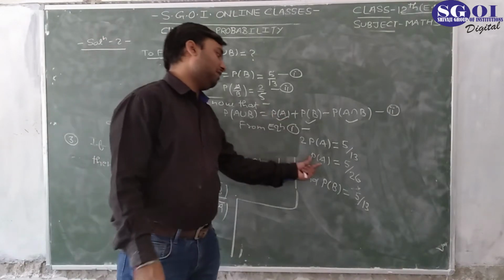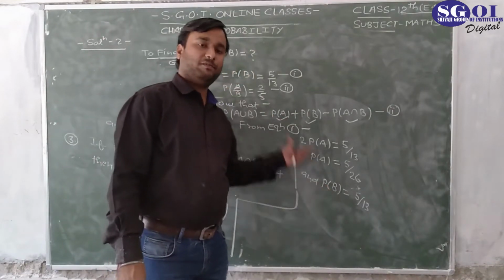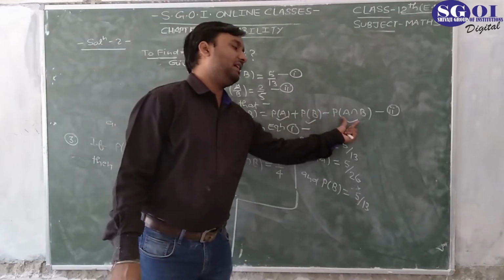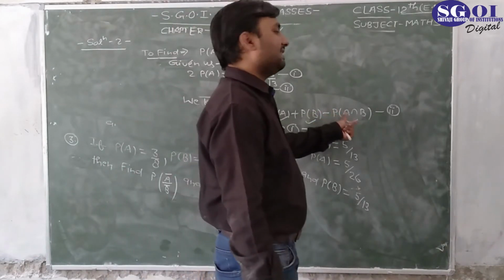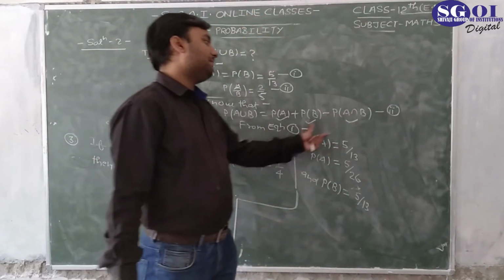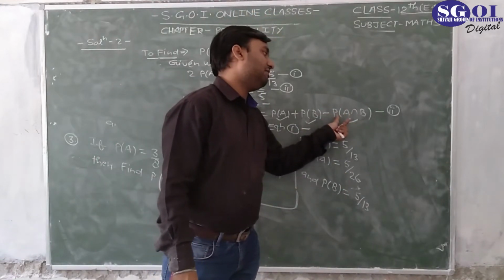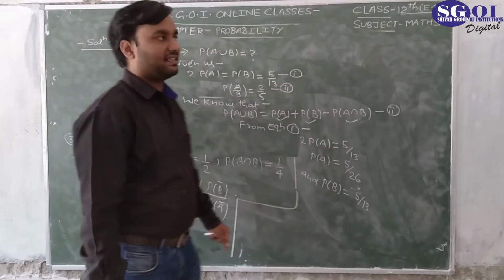Now I have found the probability of A and probability of B. One probability is still to be found. What is the probability of that event? We have to find probability of A intersection B.